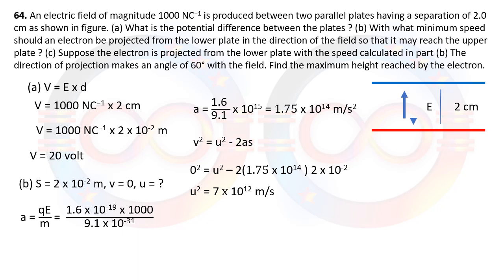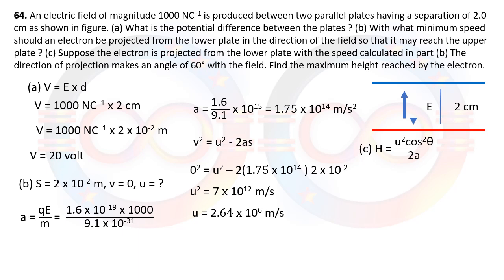Once we simplify, we will be getting u square is equal to 7 into 10 raised to 12 meter per second, or 2.64, that is root under 7, so 2.64, and 10 raised to 12 under root, it will be 10 raised to 6 meter per second. With this minimum speed, if we are going to project the electron, it would reach the second plate.